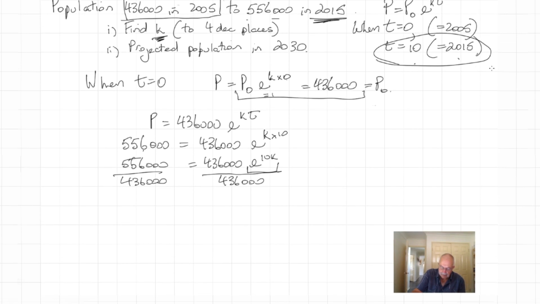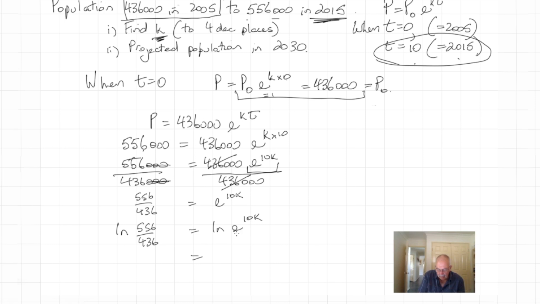That will allow us then to get, we can leave this as it is, we can cross out those zeros actually, divide both top and bottom by 1,000. So we've got e to the 10k equals 556 over 436. Now we take our logs of both sides. So we take ln of 556 over 436 equals ln of e to the 10k.